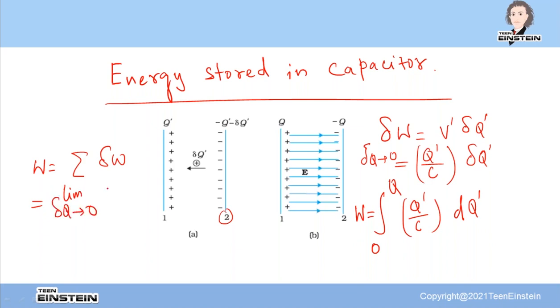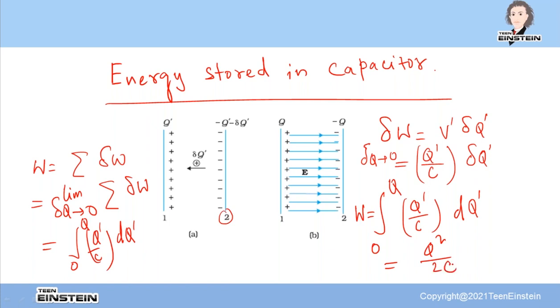That is what I'm doing here. You can write delta q as the total derivative dq prime, and this is q prime by C. Now if you integrate it, the result will be Q square by 2C. This is the work done, Q square by 2C. So we can express this work done as the electrostatic potential energy.